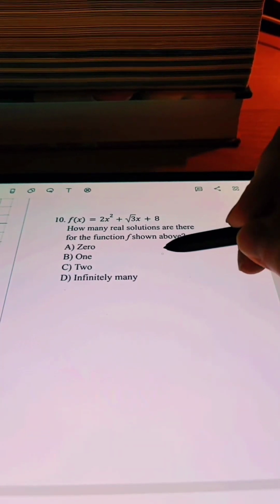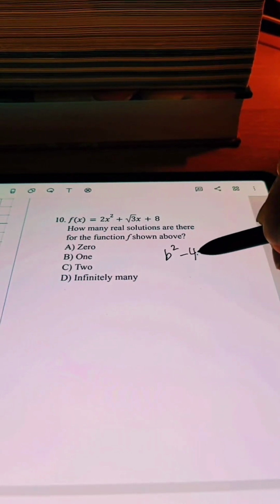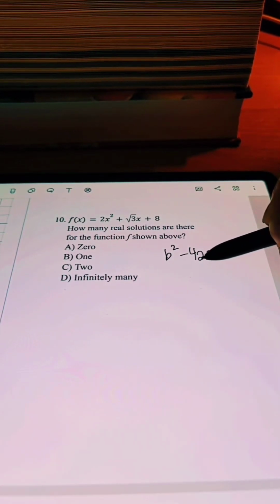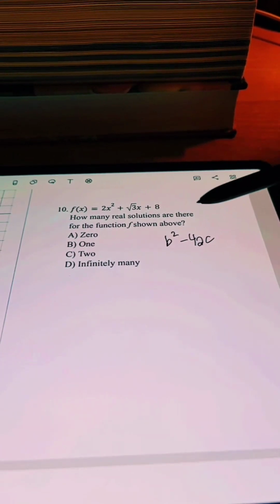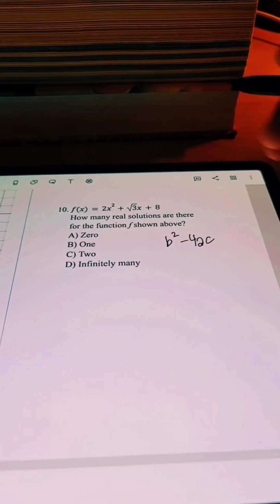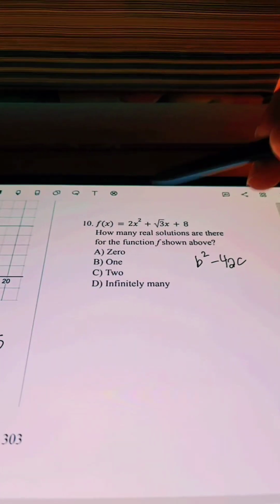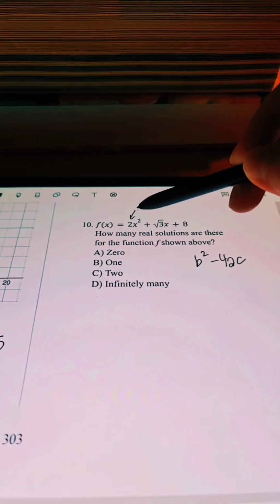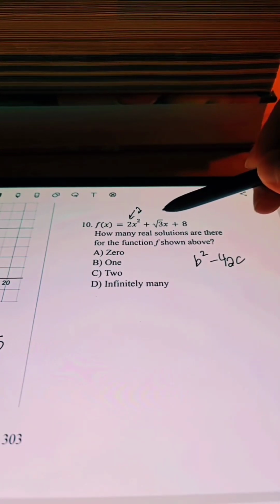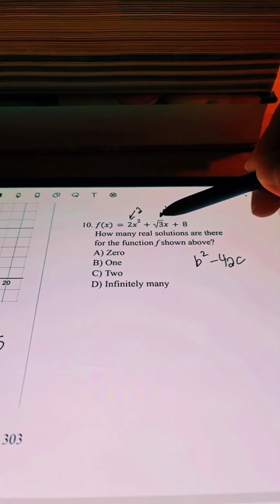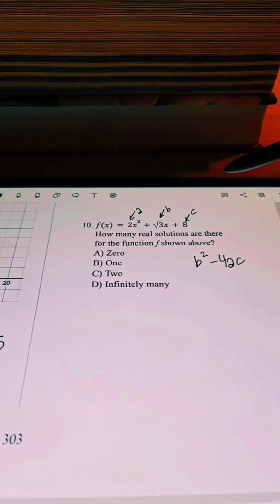And how many solutions are there for this function? Whenever it's asking how many real solutions there are, your brain should automatically go to the discriminant formula. Just that wording alone should make you think of this guy right here, the discriminant formula, where A, B, and C you figure out the same way as with the quadratic formula: A is the number being multiplied by x squared, B is the number being multiplied by x, and C is the number floating on by itself.